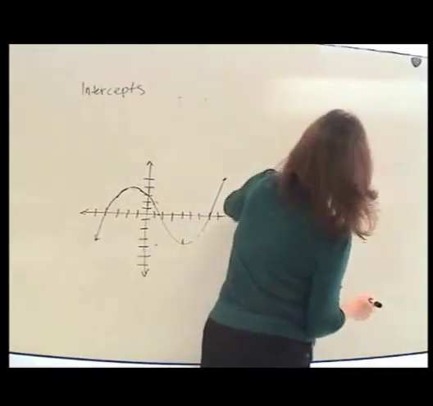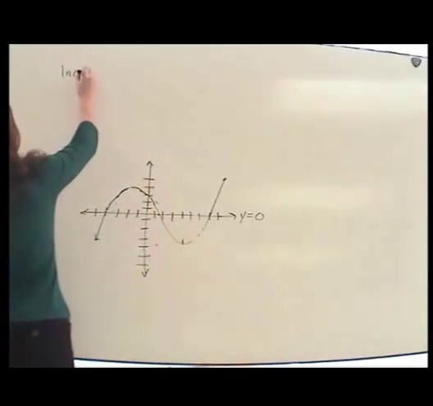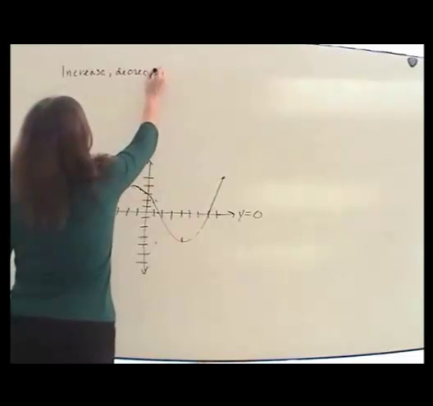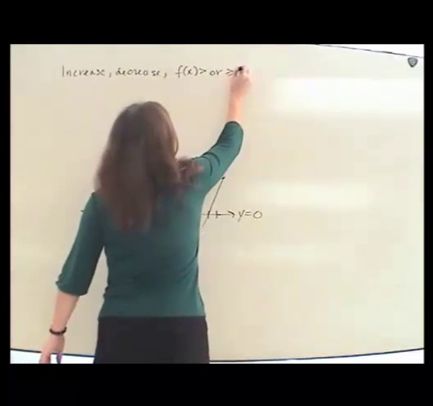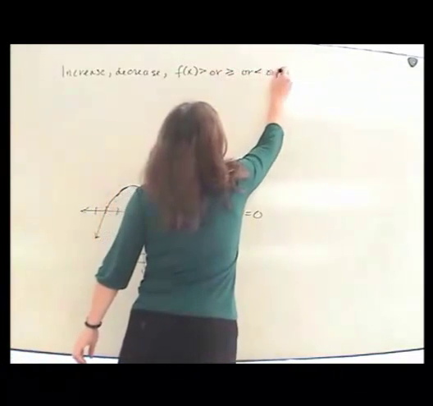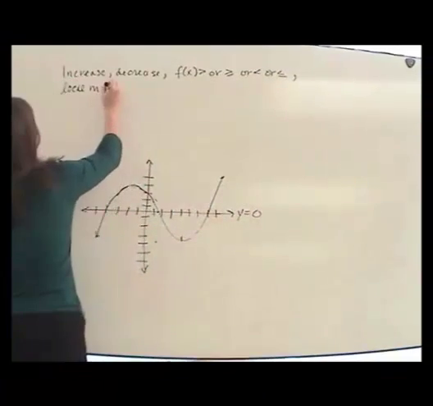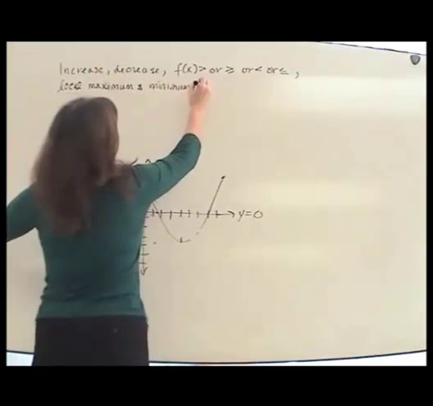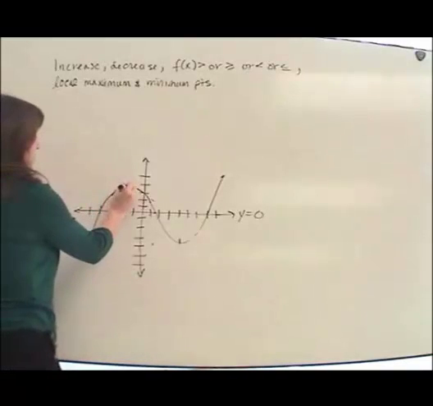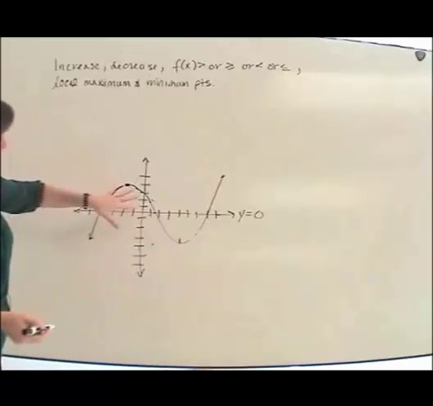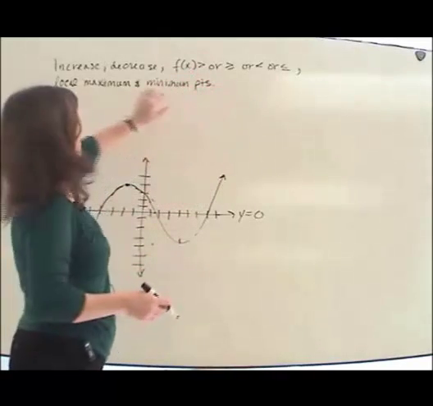Now, the next characteristics that you can find, so I'm going to list these across the top. We've talked about characteristics of increase and decrease. We've talked about f of x, which is your y values, being greater than or equal to or less than or equal to. Now we're going to talk about local maximum and minimum points. Hopefully by now you know the local max and min, this would be a local max. The absolute highest point on this graph would be infinity because it absolutely gets high. We're just looking for local.